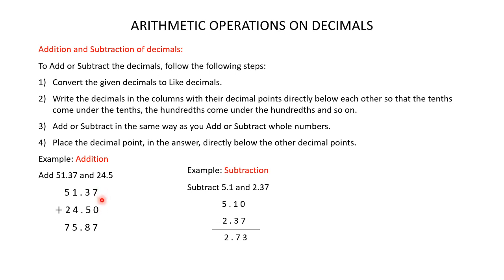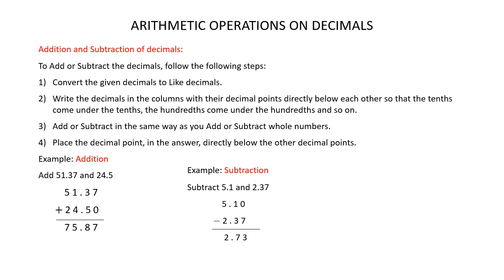Now just add these two numbers. You will get 7587. Now put the decimal point in the answer directly below this decimal point. So the final answer will be 75.87.